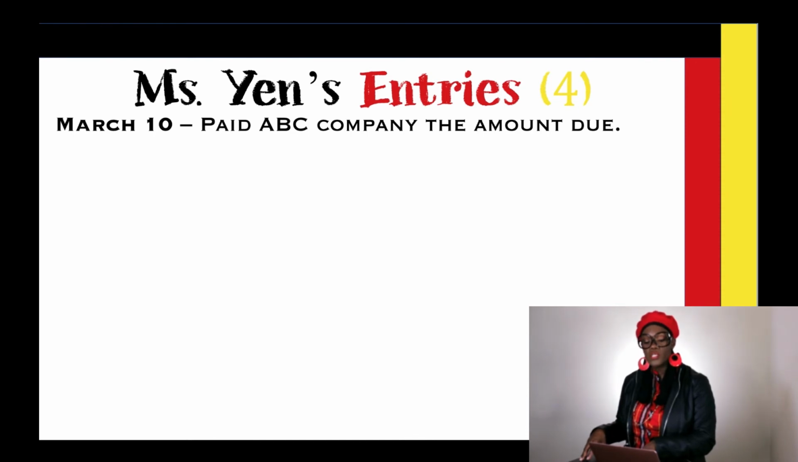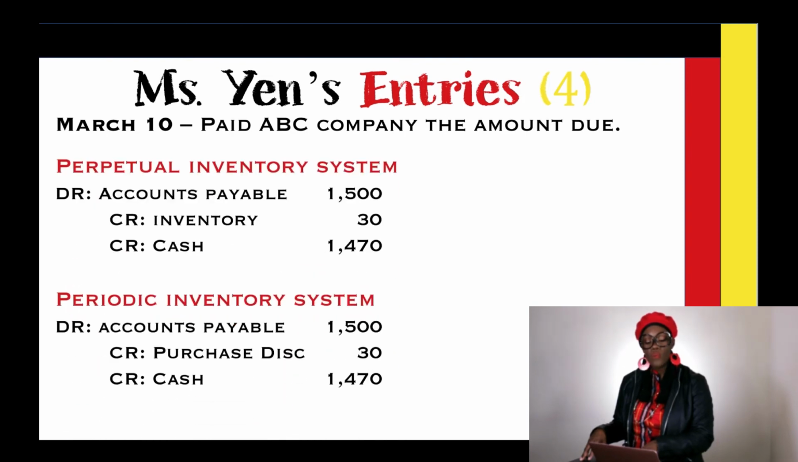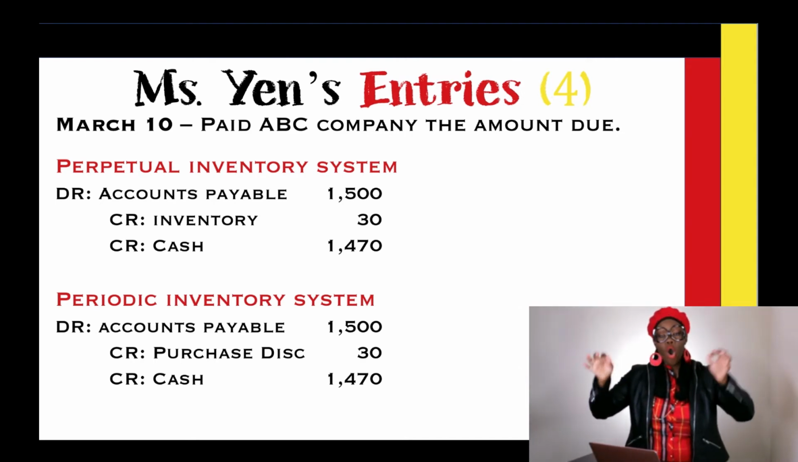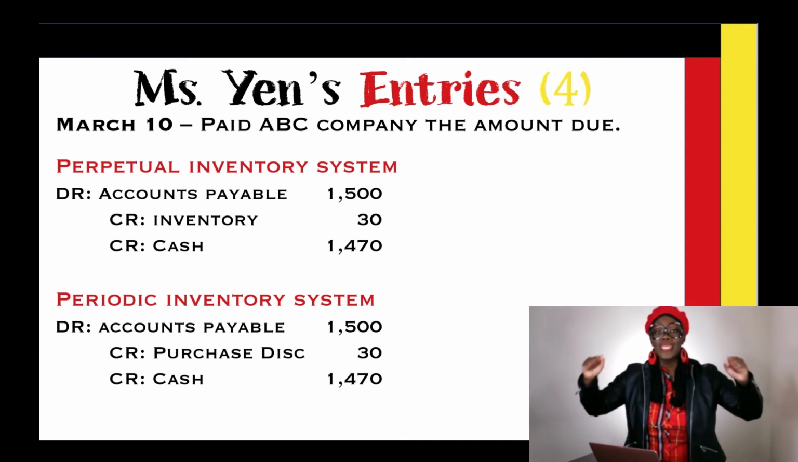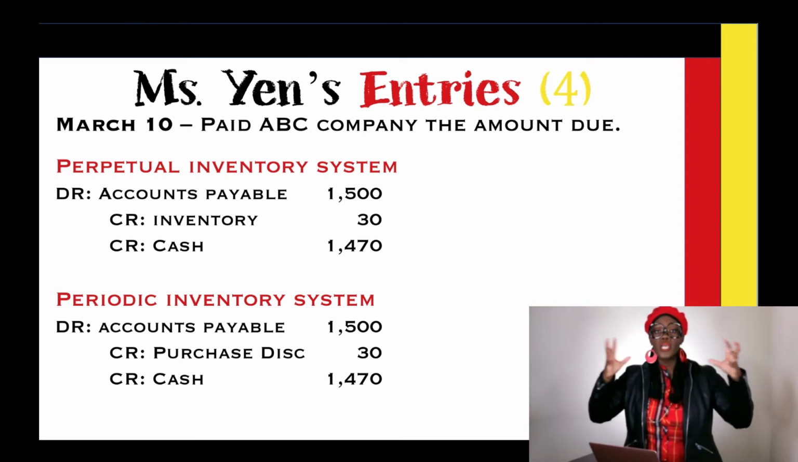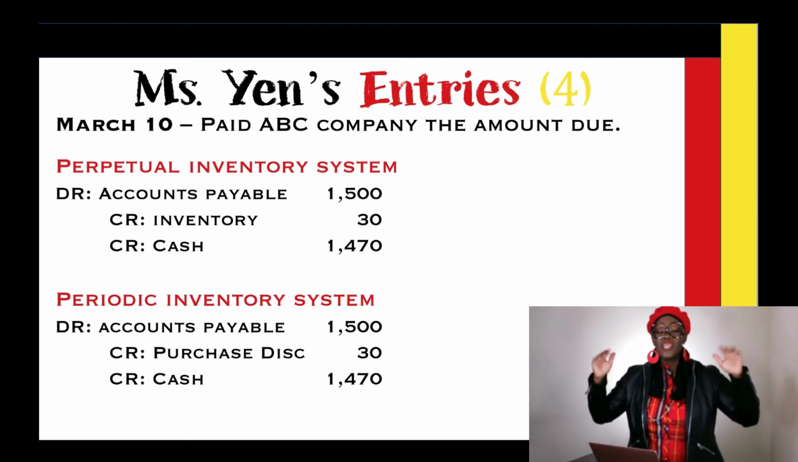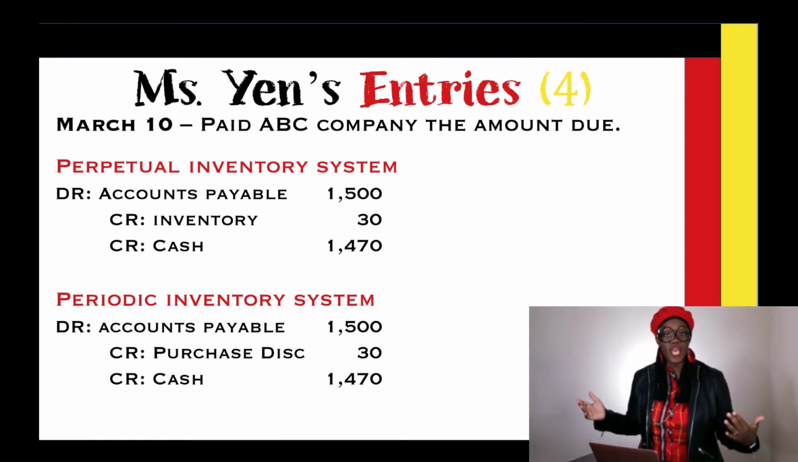All right, entry number 4. Miss Yin goes ahead and pays ABC the amount due, which is the $1,500. Remember, they gave her 2/10 net 30. The 10th is within 10 days, so she's going to take advantage of that discount. Therefore, she is going to debit accounts payable. Remember, you always have to completely empty your accounts payable or accounts receivable account, whether you're selling or purchasing. That's how you're always going to get one part of this journal entry right. Accounts payable, accounts receivable always has to be for the full amount due. You have to empty that out.